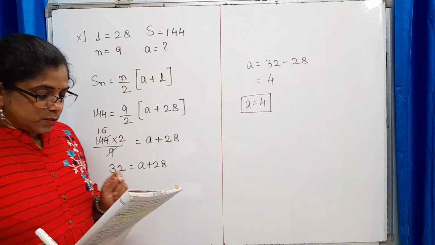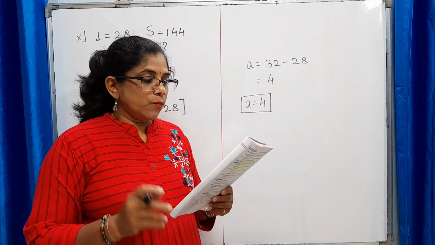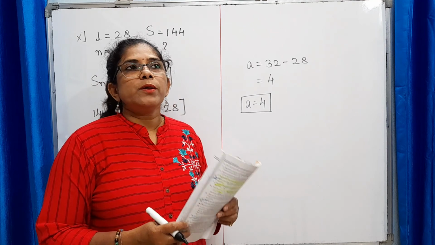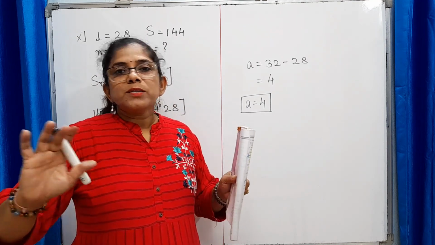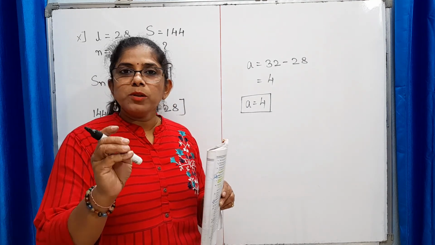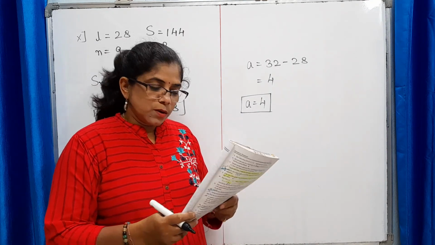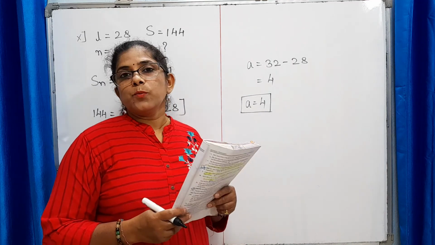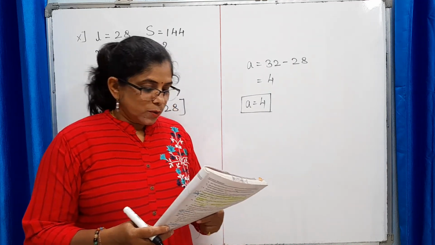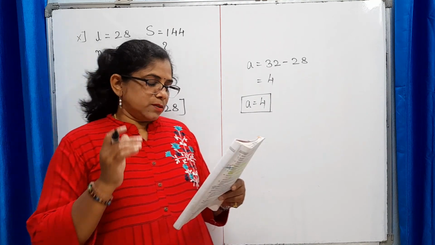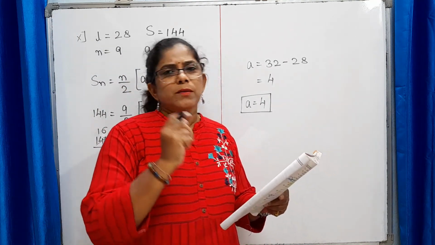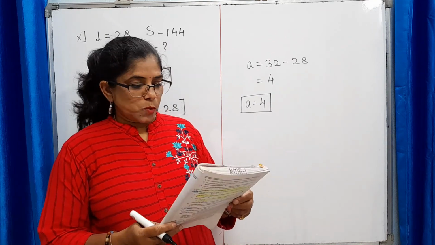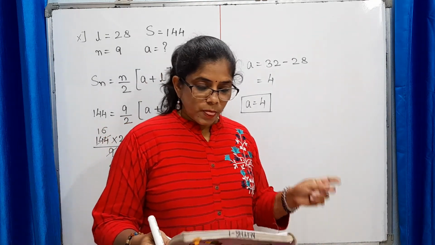These 10 sums of exercise 1.3, Roman number 3, give you the complete practice of this chapter AP. Whatever formulas are there, whatever those 3 formulas we use, all the formulas are used in one way or another in this exercise 1.3, Roman number 3. So I always tell my students to solve this Roman number 3 two to three times so that you will get the complete revision of this chapter AP. So Roman number 3 is done.